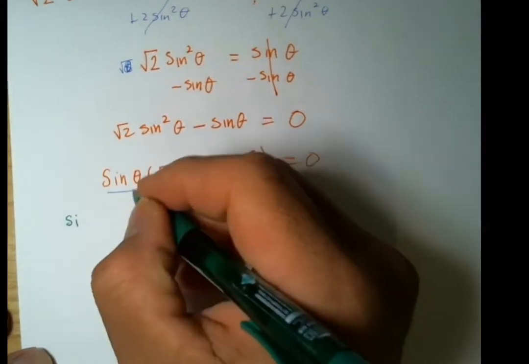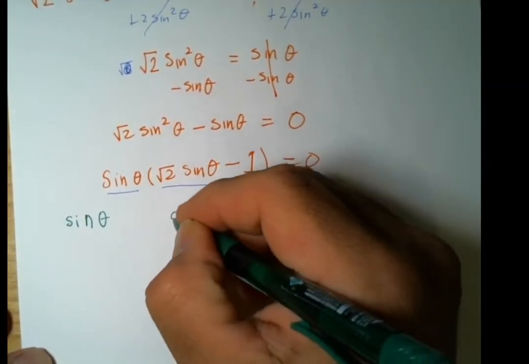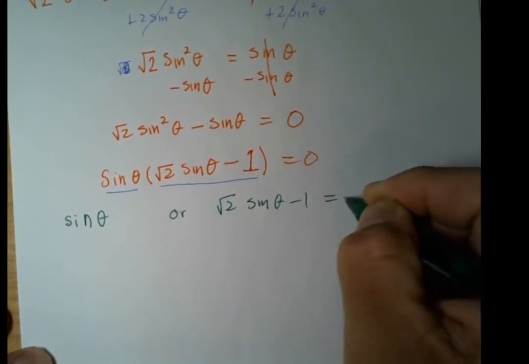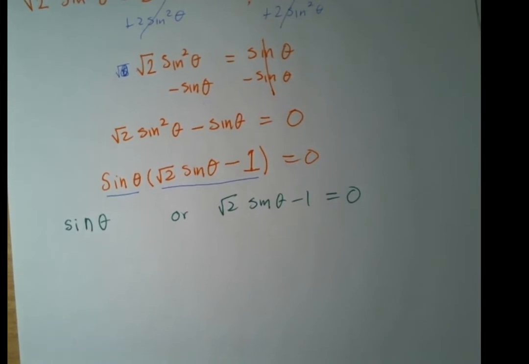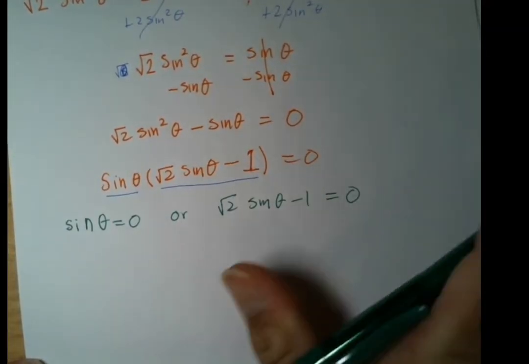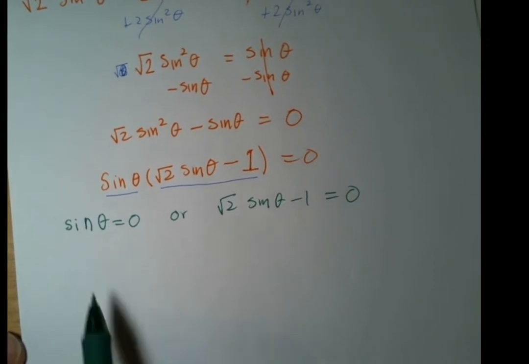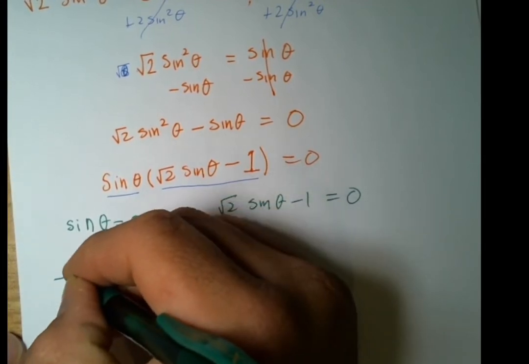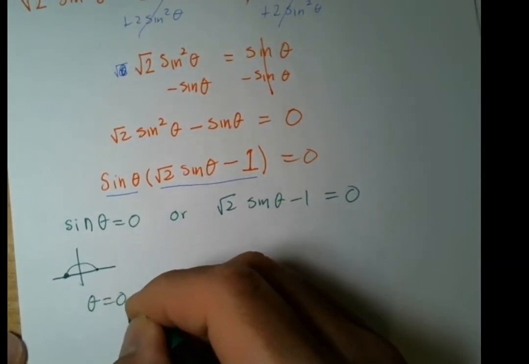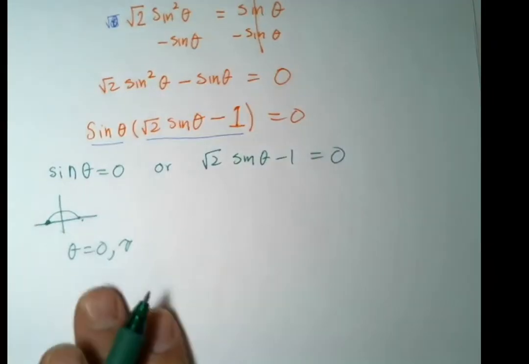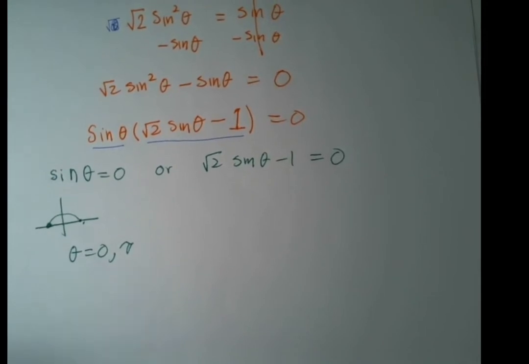So this will be true if sine theta is equal to 0, or if root 2 sine theta minus 1 is equal to 0. So now I have two equations that I can solve independently. I'll solve this one first. This one is easy. On the unit circle, sine is 0 at angle 0 and at angle pi. If I keep going, it's 2 pi, but remember, that's not inclusive of 2 pi, so those are the two solutions.